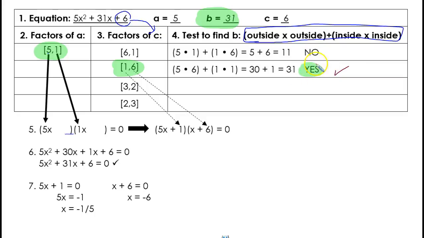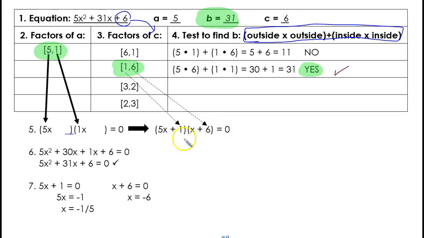Once you get what you're looking for, you can stop. You don't have to go any further. There are other possibilities out there, but they're not the ones that are going to work. We found it. This is what we're going to use. So the factors of a go at the beginning of your parentheses, 5 and 1, 5x and 1x, and they get an x on it. And the factors of c that worked, in the order that they worked, go with the 5x and the 1x. So 5x plus 1 and x plus 6.